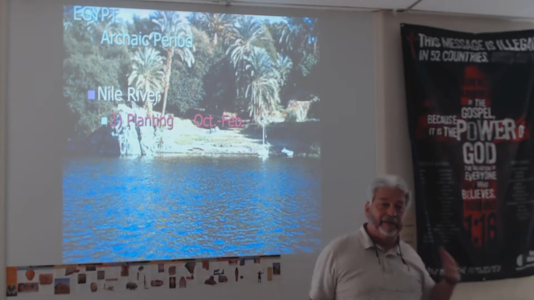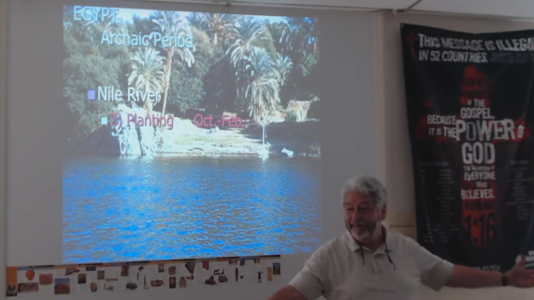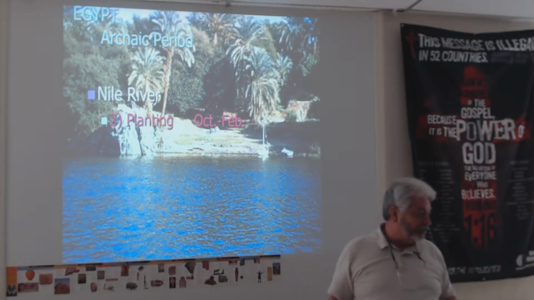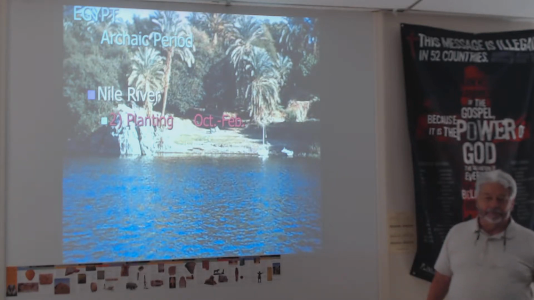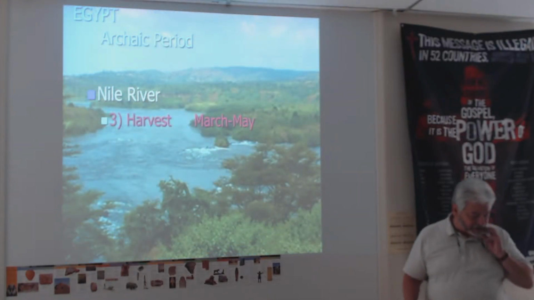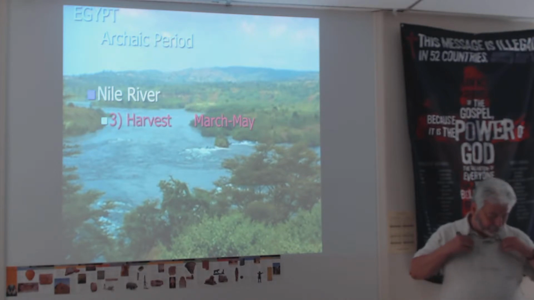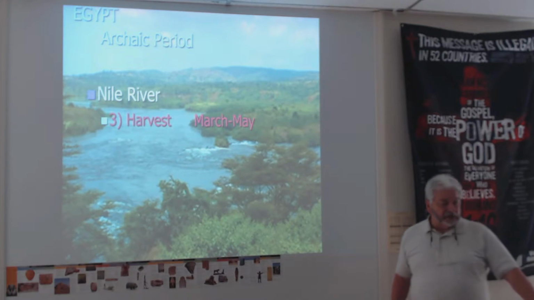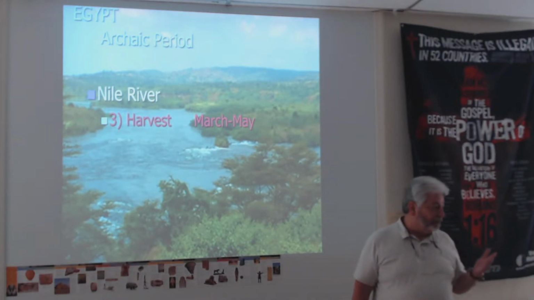So every year, they didn't have to worry about crop rotation and things like that. They had new soil every year to plant their crops in. And so once the flood waters receded, they could plant their crops. And then, of course, once you plant crops, what's the next thing? Harvest. So the next season is called harvest season, and that's from March to May. Any questions about the seasons of Egypt along the Nile?